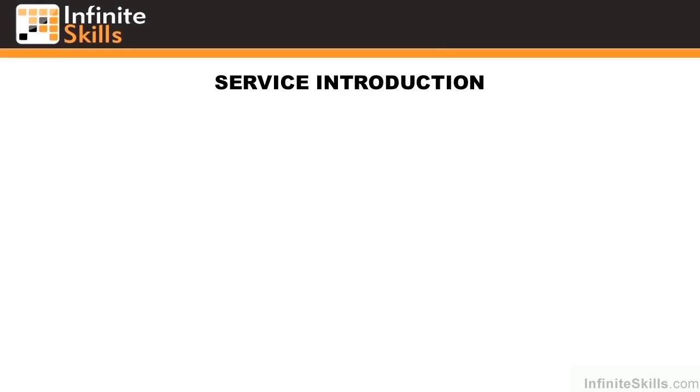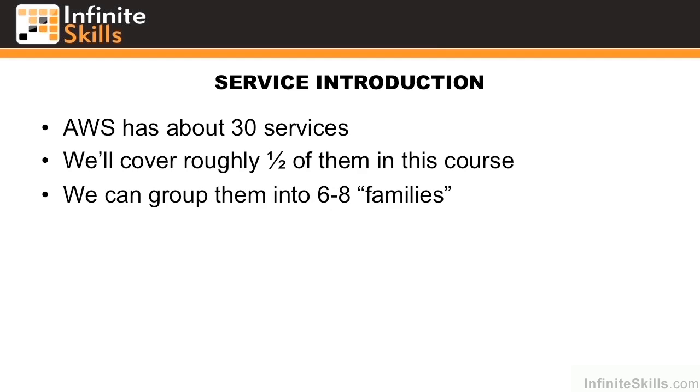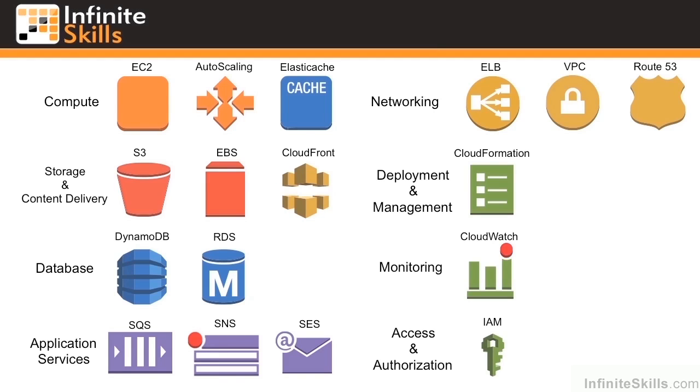In this presentation, we're going to cover the services that we'll be using in the rest of this course. Please note that even though AWS has about 30 services currently, we're going to cover just over half of them in this course. We can think of grouping these services into about 6 or 8 different families. This is the list of all the services we'll be covering in this course.